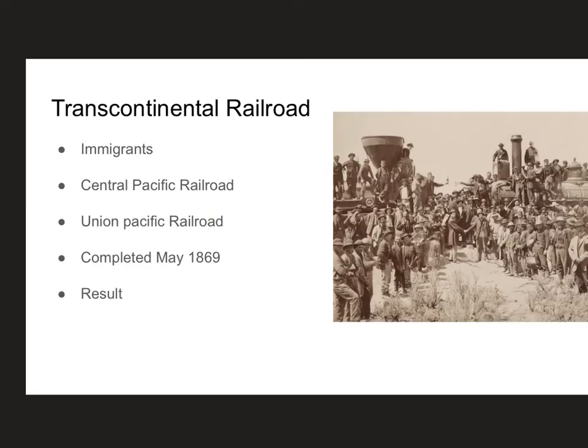So the Transcontinental Railroad was a railroad that went across the United States. Prior to the Transcontinental Railroad, you used to have to do a combination of railroad or horse and buggy to get from one coast to the other coast. It was built mostly by immigrants, mostly Chinese immigrants and Irish.